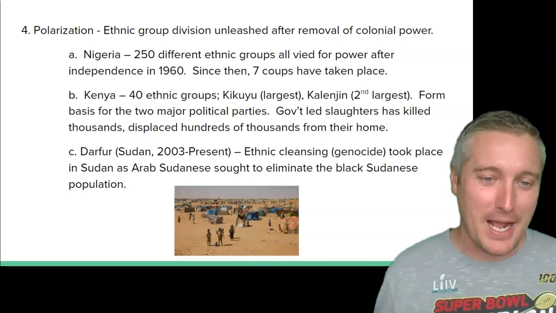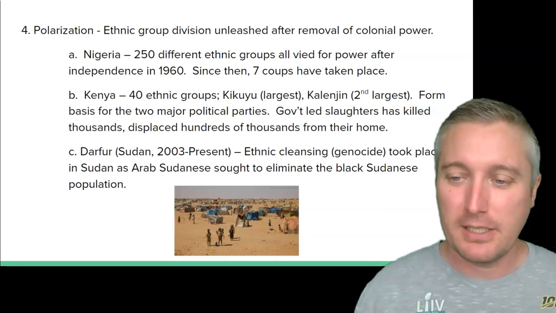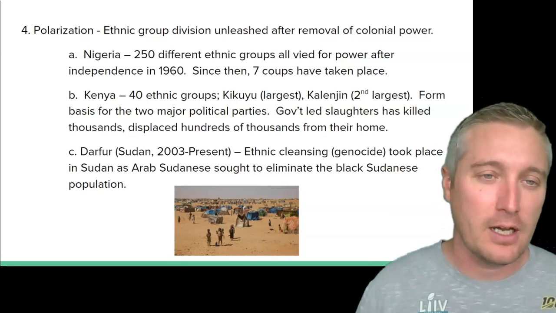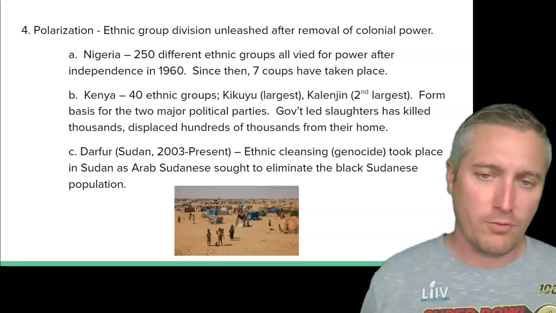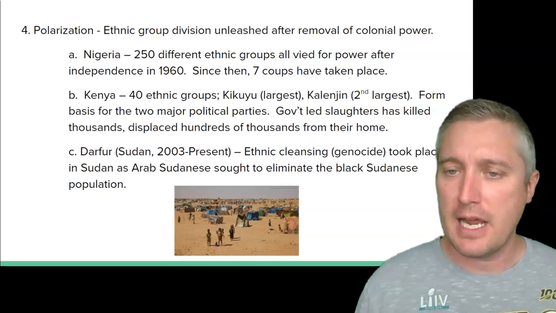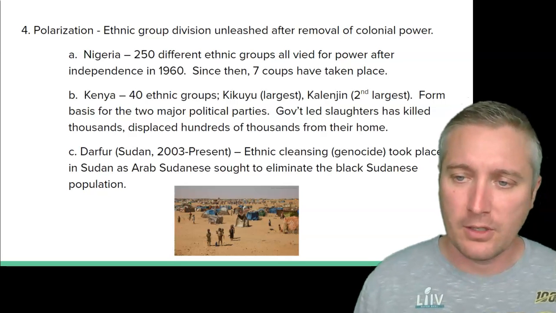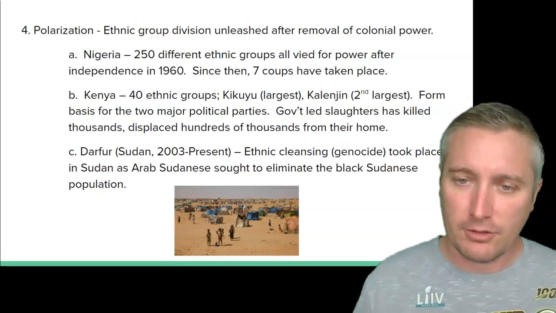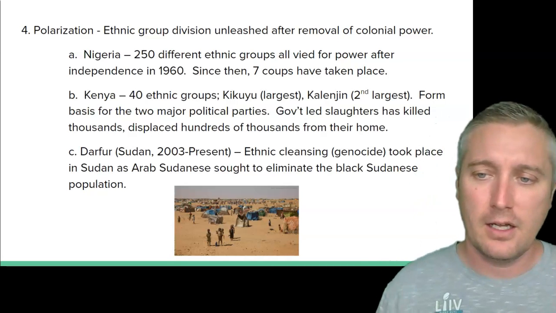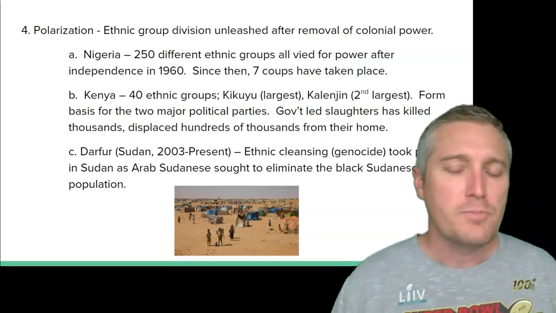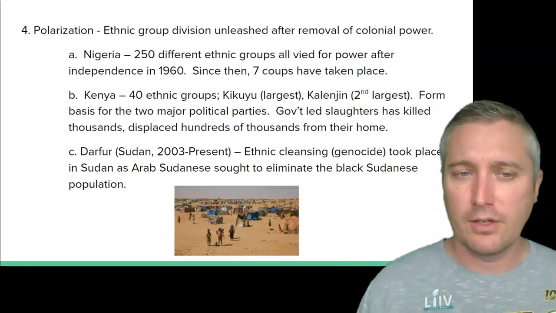Another, fourth impact of this independence movement that took place in Africa is polarization of ethnic groups. Like I said, there are over 10,000 languages spoken in Africa, and many of these groups were forced together because of European colonization, and often formed bitter rivalries that, once the Europeans left, spilled over into violence. So let's look at three of those very quickly.